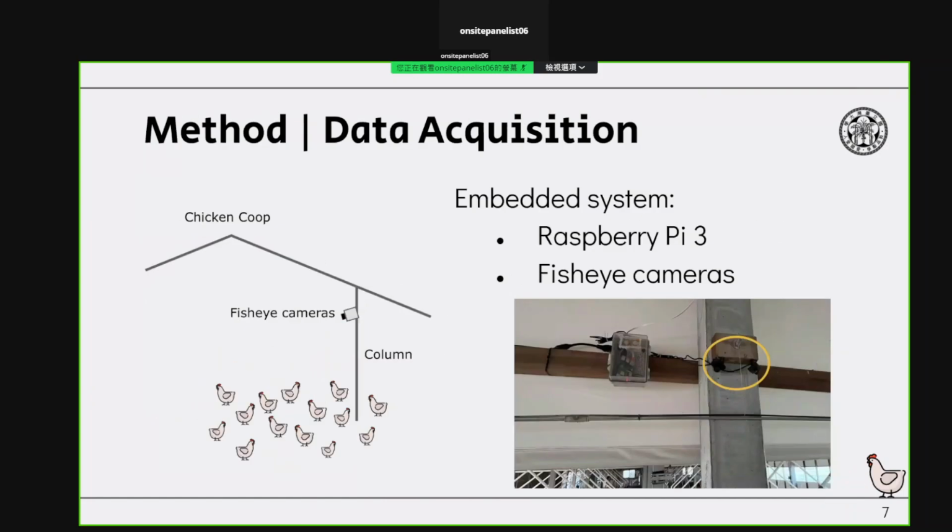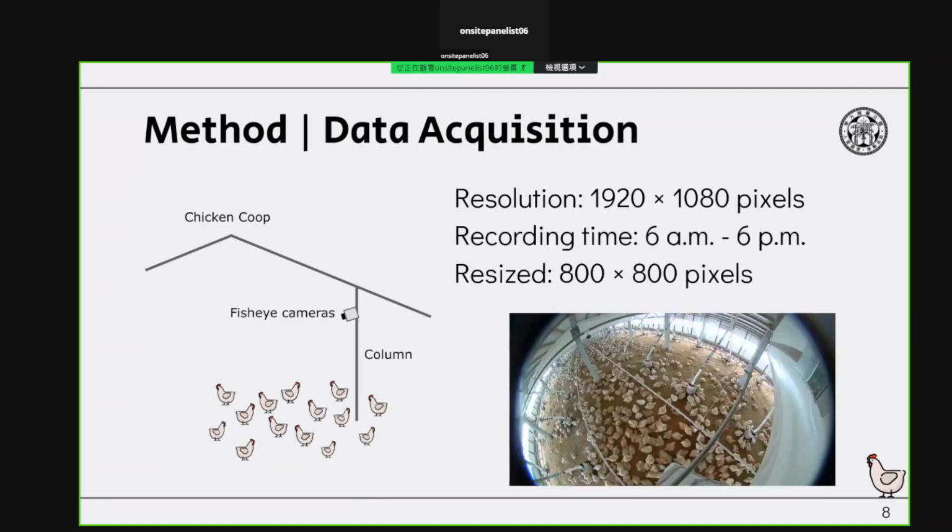Our embedded system was mounted to the beam and column in the chicken coop, and this system included a Raspberry Pi 3 and 2 fisheye cameras. We set the Raspberry Pi 3 to take video from 6 a.m. to 6 p.m. at a resolution of 1920 by 1080 pixels by itself, so it records automatically. Before we send the video images into the detection model, we resize them to 800 by 800 pixels.